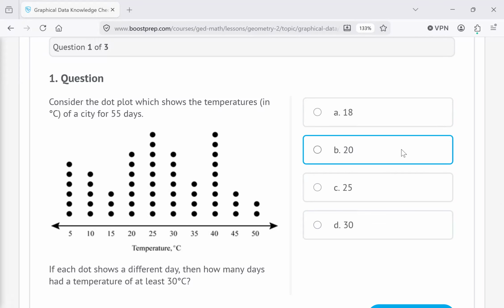Hello. In this math video, I will do a GED math video regarding graphical data. So it's a little bit of like statistics. There aren't any notes on these ones, but I will explain how to do these problems. So we can just start with question one.